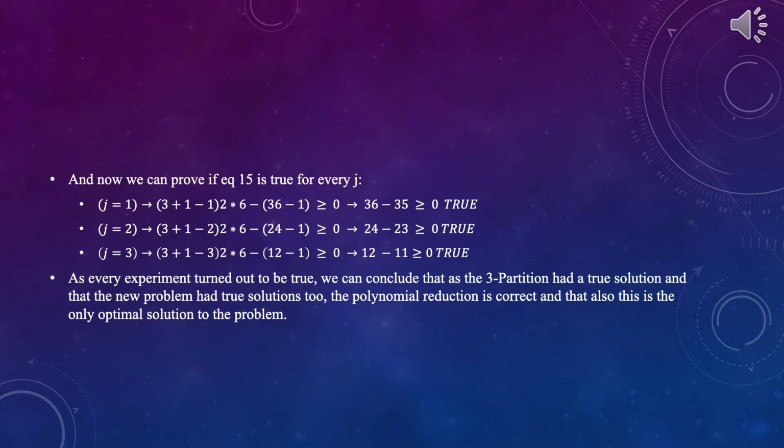So finally, we check for each job whether they satisfy the inequalities that were provided by the paper. And for each of them, we see that this is true. So our experiment has turned out to be true, and we can conclude that the 3 partition problem indeed has a solution. And that solution by polynomial reduction is correct to provide an optimal solution for our 1 machine batching problem.